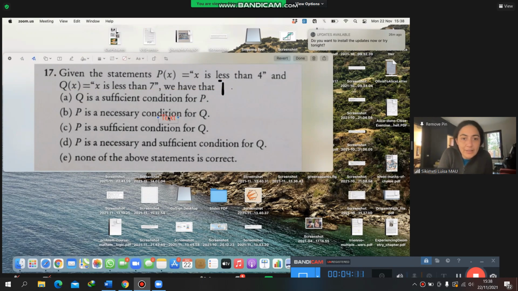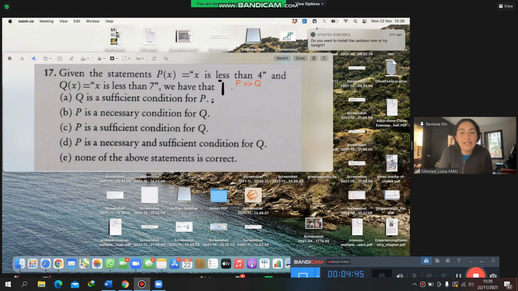Okay, what I want to say is that P implies Q. I'm just going to write it here. P implies Q. So that's what the situation is here. If P implies Q, it means two things. P is a sufficient condition for Q, and it also means that Q is a necessary condition for P.